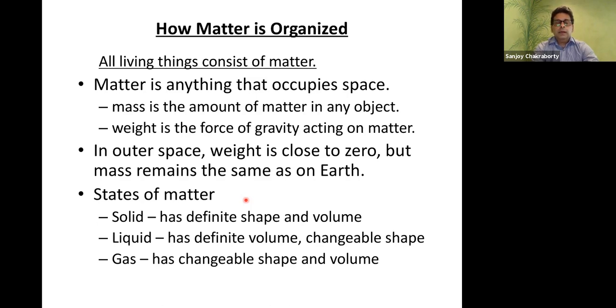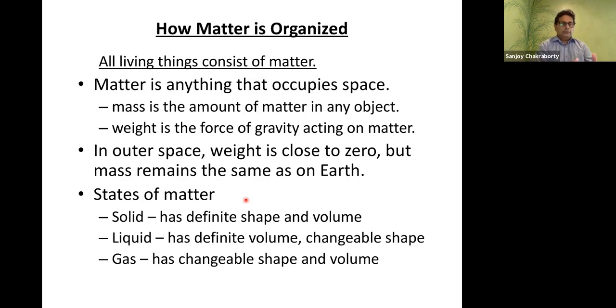So matter is what exists. Whatever things exist, we call matter. Obviously all living things, including the human body, consist of matter because we do exist. Matter occupies some space. Now, how do they occupy it? They can be either solid, liquid, or gas.